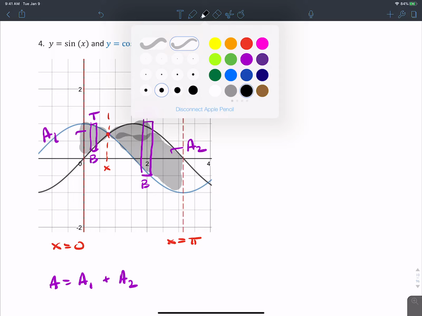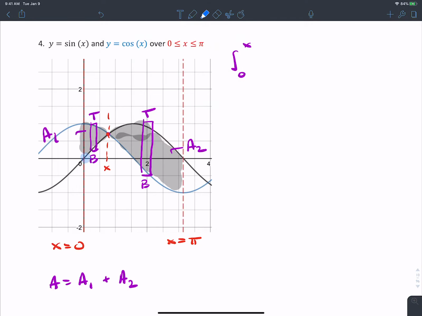Let me point out. This is from 0. Oops, undo. From 0 to x, I have a top and bottom curve. Now, what's that top curve? It's the blue curve. Is the blue curve sine or cosine? Okay. And the bottom curve here is going to be sine. Is that right? Okay. Now, that's our first integral. This is A1. We're going to have to add a second integral.